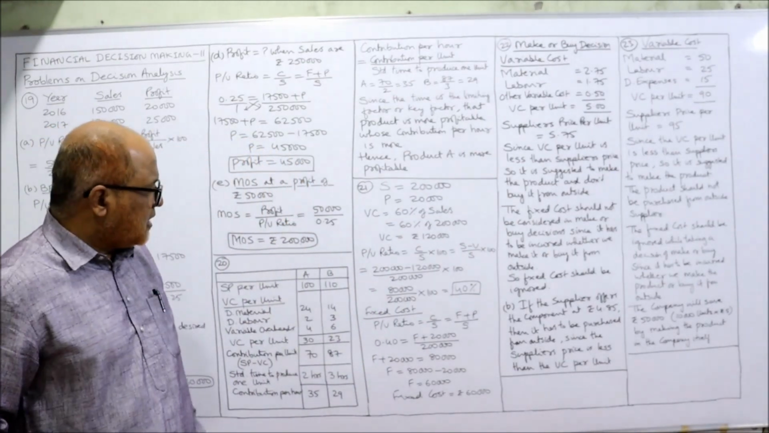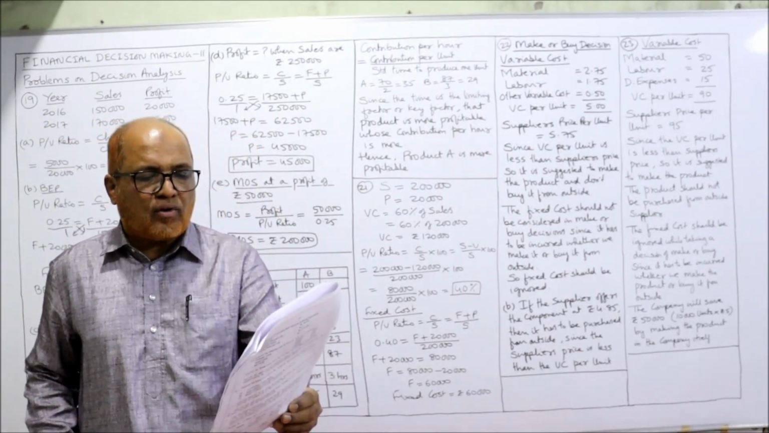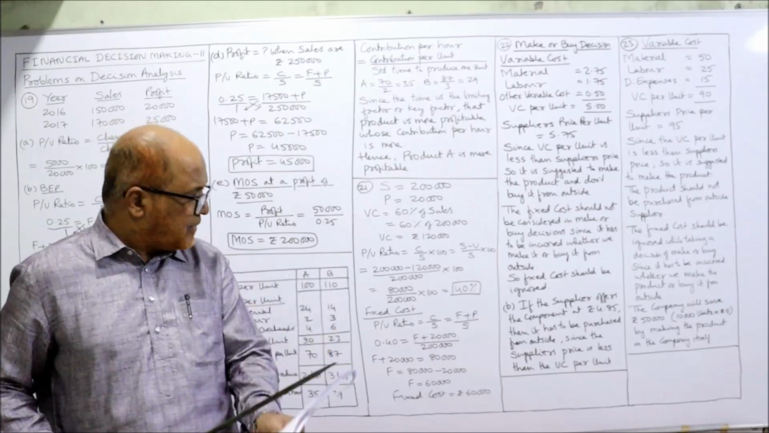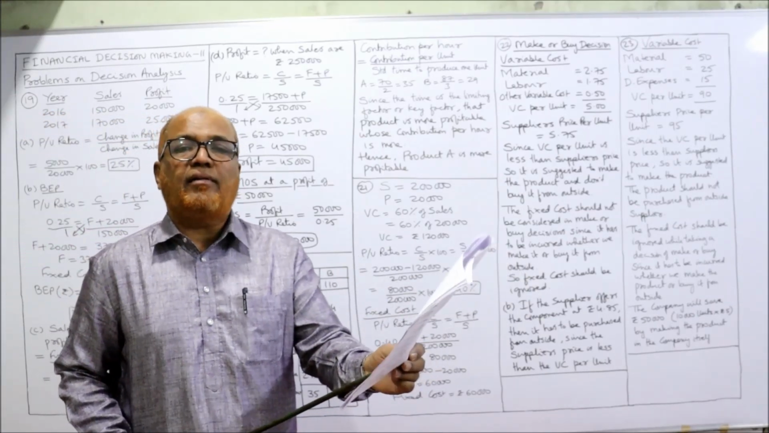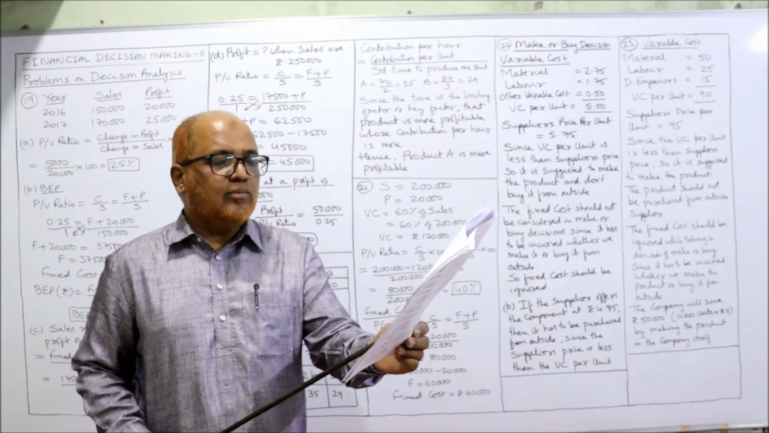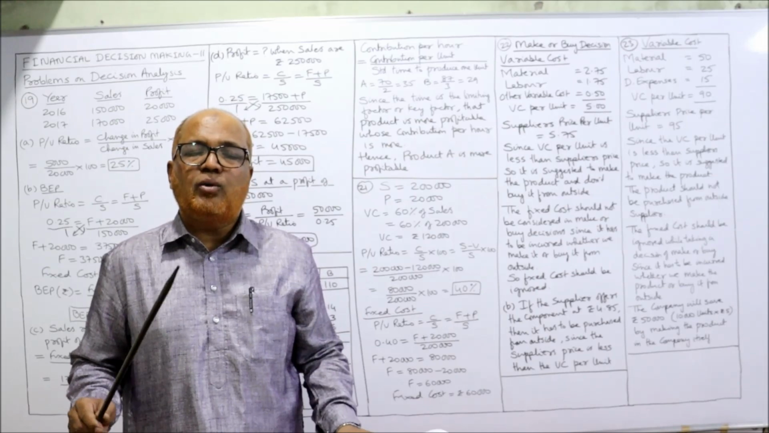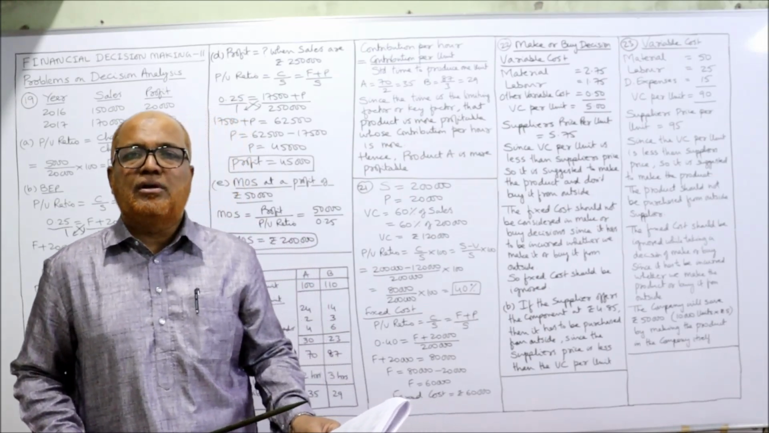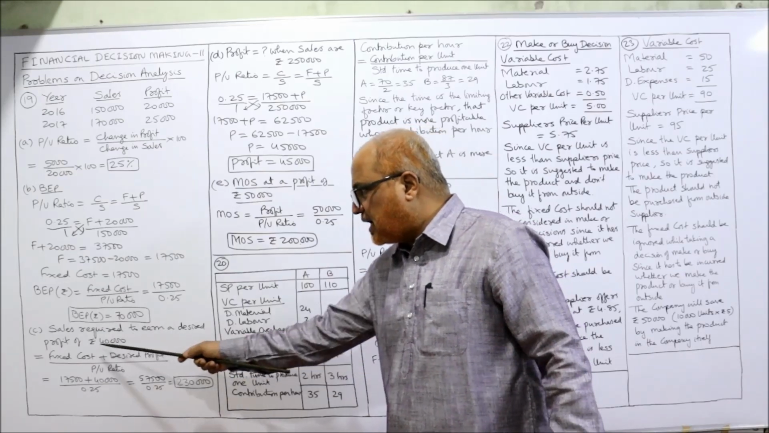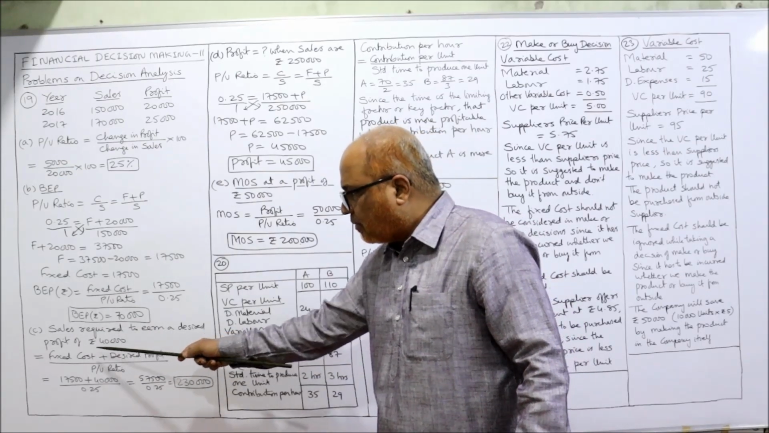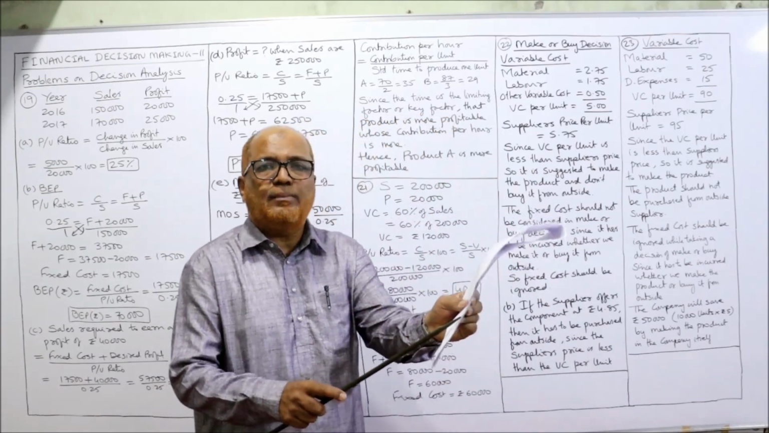We have calculated. Now thirdly, it is asking you to calculate sales volume to earn a profit of 50,000. I think I have not calculated here, but you have to calculate yourself. Sales volume to earn a profit of 50,000 means sales required to earn a profit of 50,000. So formula is same. Here we have written sales required to earn a desired profit of 40,000. Same formula, fixed cost plus desired profit divided by PV ratio. Here also you do the same thing.